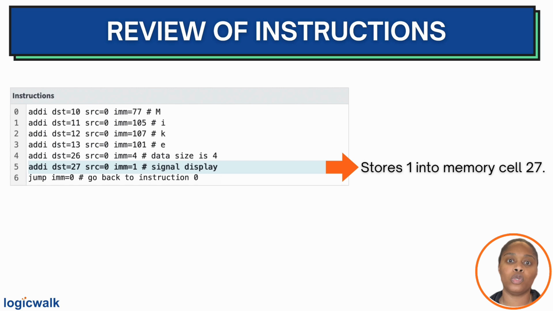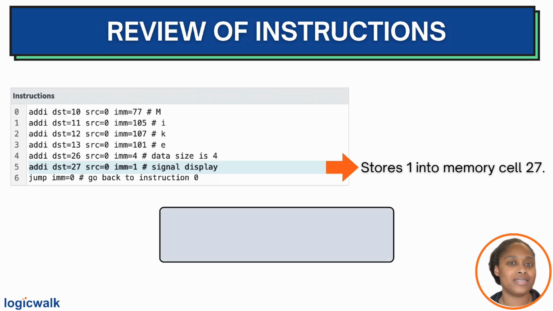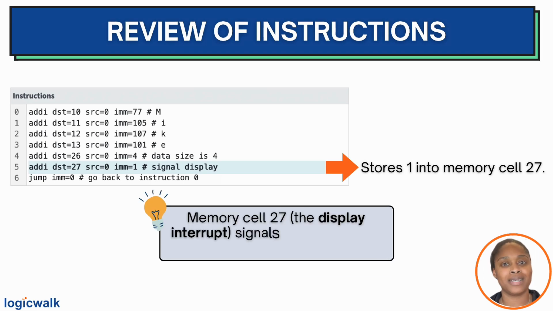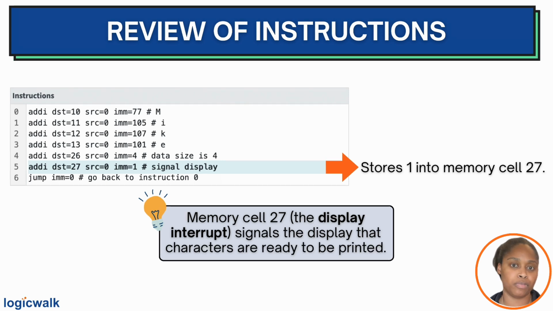Instruction 5 stores the value 1 into memory cell 27. This cell, known as the display interrupt, signals the display that characters are ready to be printed.